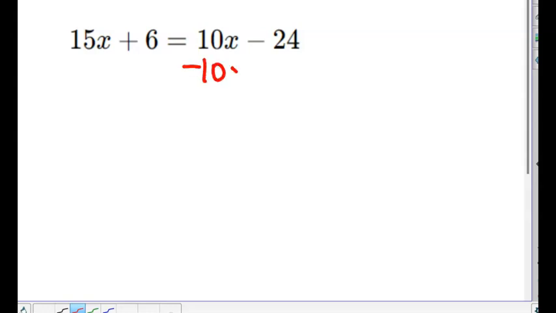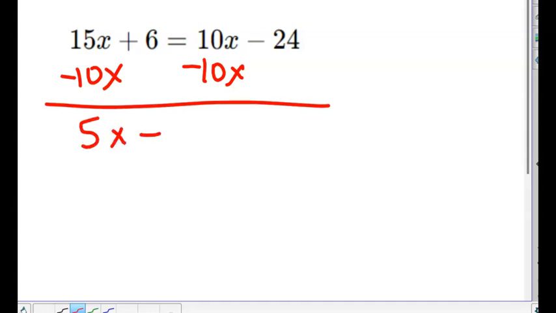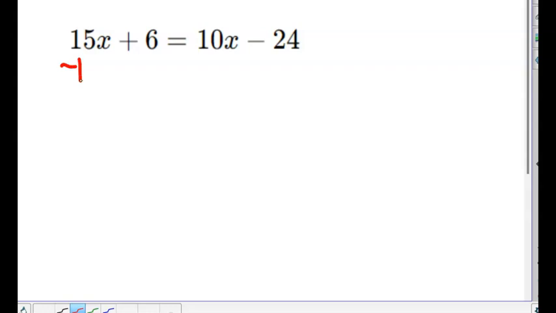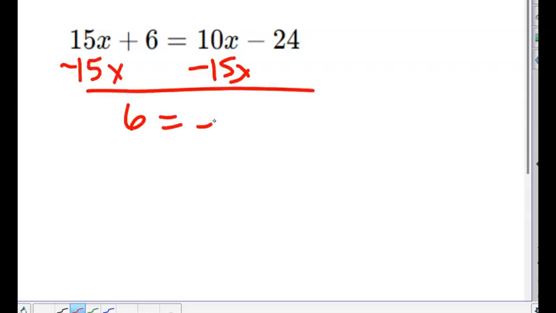It doesn't matter whether you move them to the left, like this, where we get 5x plus 6 equals negative 24, or you can move them to the right, which gives us 6 equals negative 5x minus 24. Both of those math steps are valid and correct.